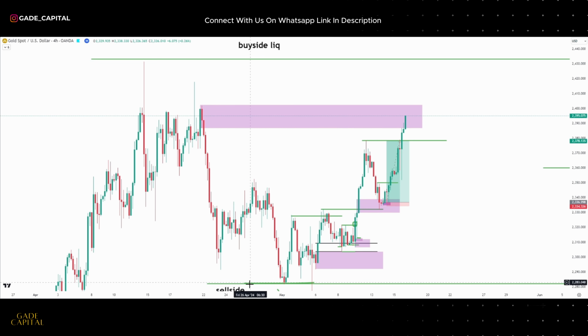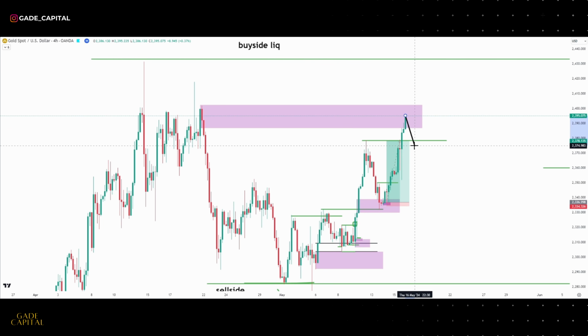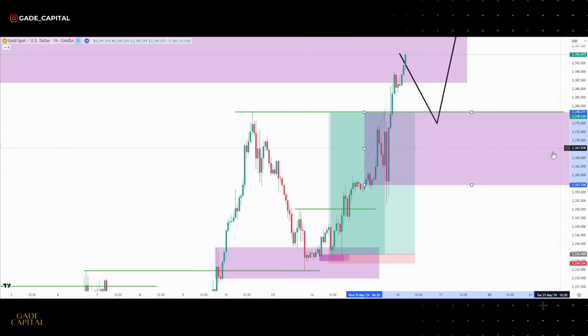So there is order block to the left side. So price can reject from this order block and continue to the upside. So you can look for buy side entry over here. There is also imbalance and order block. So if you go to lower time frame on 1 hour, you can see.